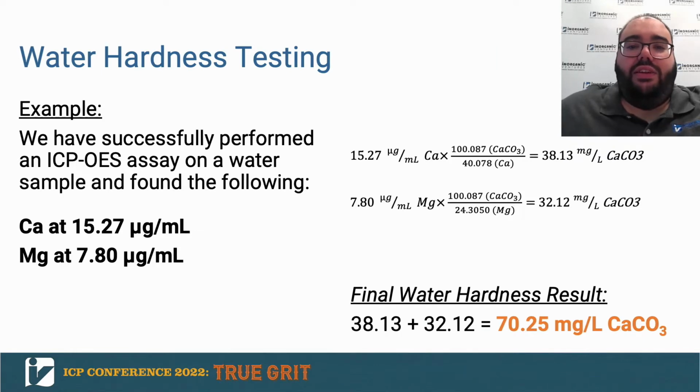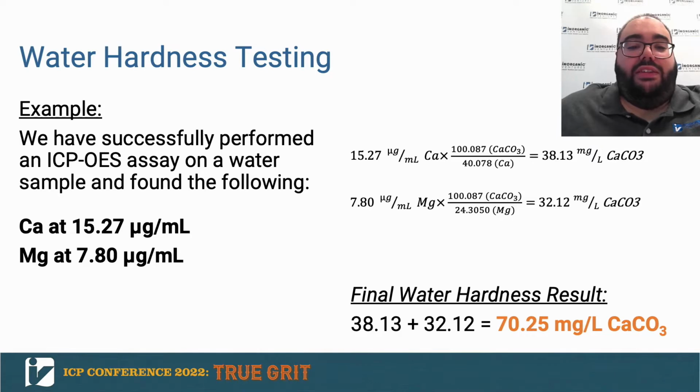Okay, so let's go ahead and dive into water hardness testing. We have an example where we've already collected some information on a water sample by ICP OES assay. Our water sample has given us the following results for calcium and magnesium. Calcium is at 15.27 micrograms per mL, and magnesium is at 7.80 micrograms per mL.